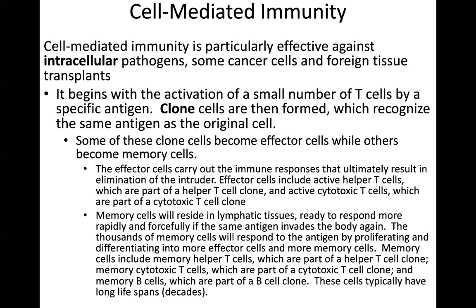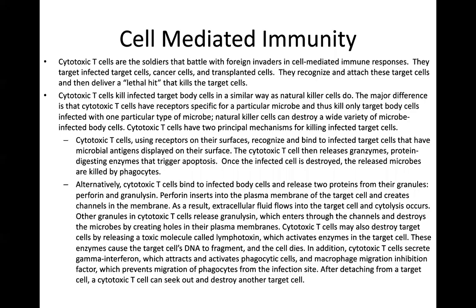These include the memory helper Ts, which are part of a helper T cell clone, memory cytotoxic T cells, which are part of a cytotoxic T cell clone, and memory B cells, which are part of the B cell clone. These cells typically have long lives, and we're talking decades. So an extremely long time, especially when you think about how long cells typically live.